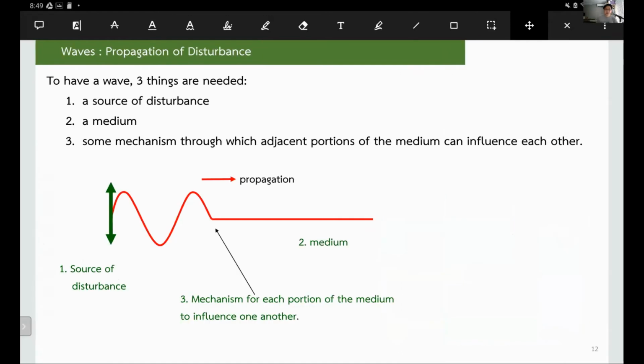So what we are trying to learn today is this. In conclusion from the simulation that you have already seen, you need pretty much three things to generate a wave. First, of course, you need a source of the disturbance. Then you need a medium. And you need some mechanism by which adjacent portions of the medium can influence each other. That means you need some interaction between neighboring atoms or neighboring elements. If you have these three elements, then whenever you have a source of disturbance, that disturbance will get distributed in the form of a wave.